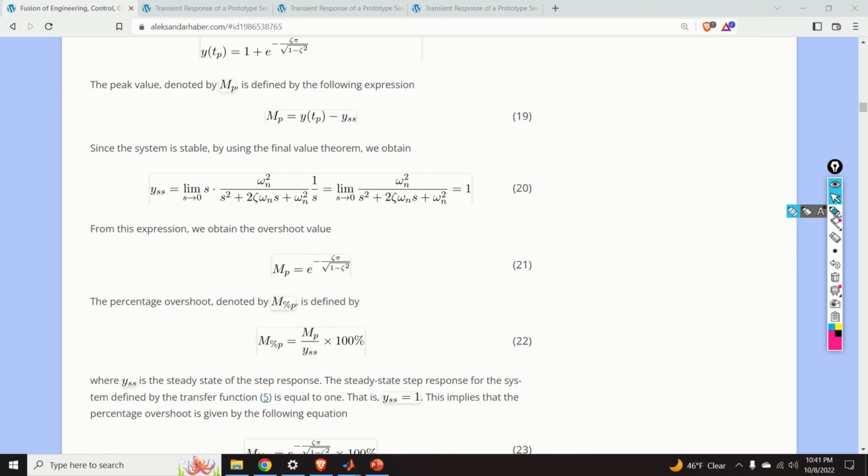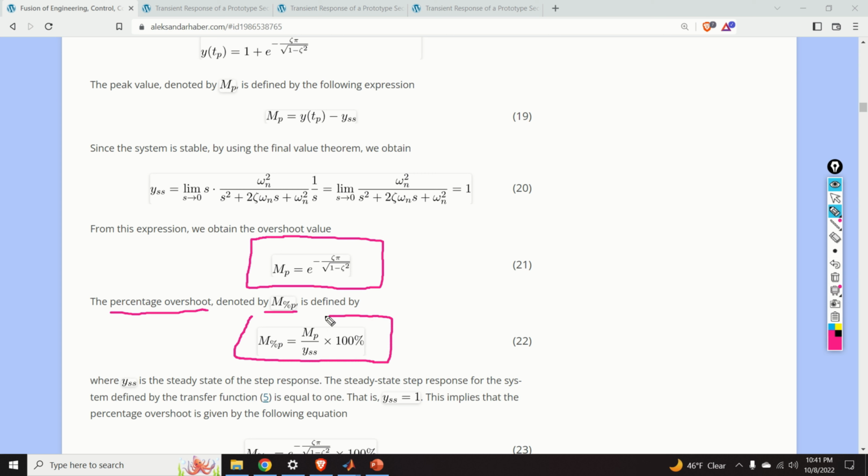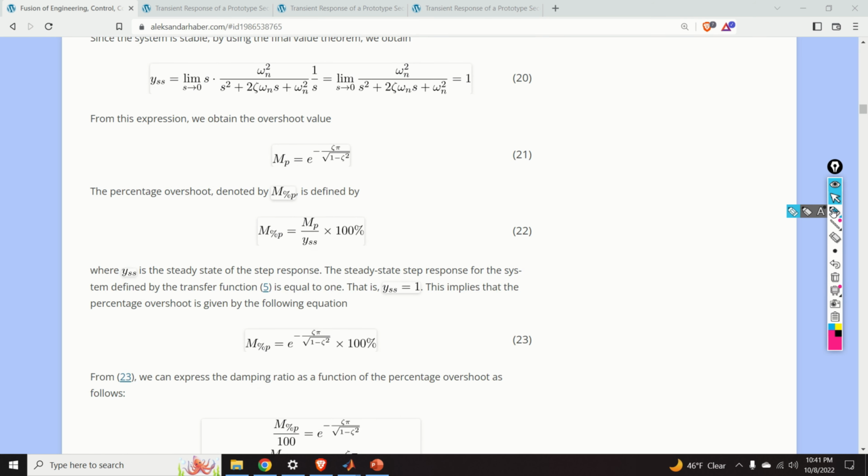By performing this substitution, we obtain the overshoot value. So the overshoot value is an exponential function. The percentage overshoot, denoted like this, is defined by taking MP and dividing the MP by YSS and multiplying the result by 100%. Since YSS is equal to 1, we basically obtain the percentage overshoot, and the result is given by the equation number 23.